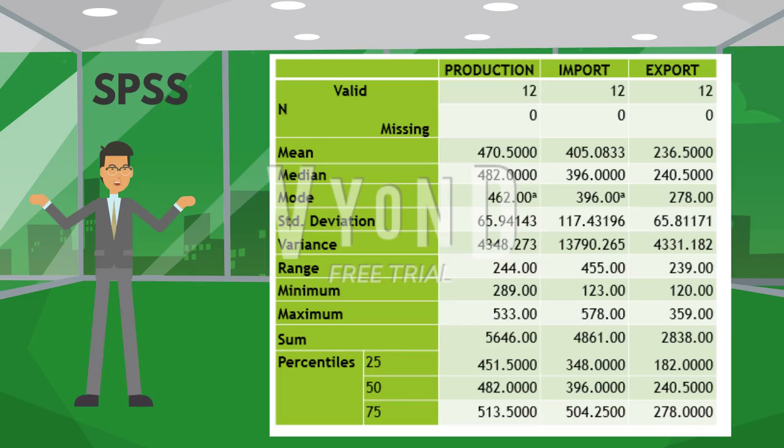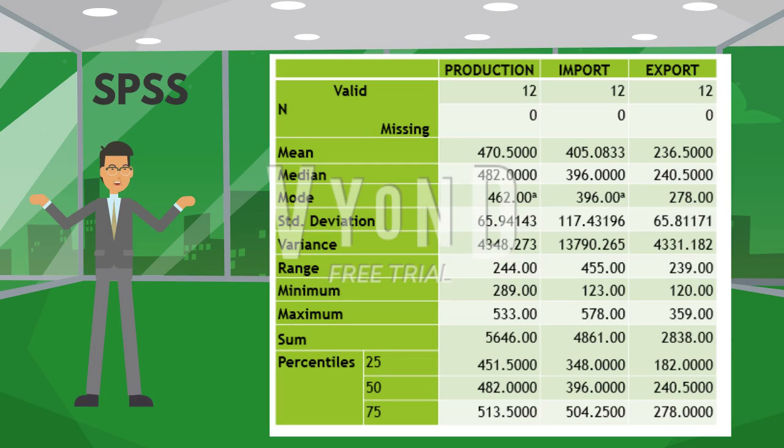The range is obtained by subtracting the minimum from the maximum. The range of production is 244.00 because the maximum is 533.00 minus the minimum 289.00. The range for import is 455.00 and for export is 239.00. Percentile is taken from quartile 1, 25, quartile 2, 50, and quartile 3, 75.